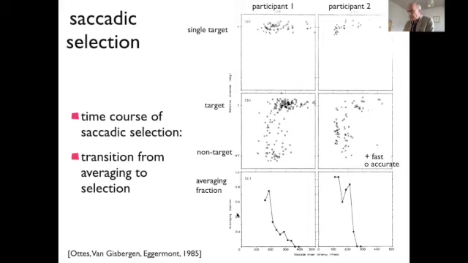This can be formalized. You can look at how much averaging there is in the data and compute it in some way, and you see that that averaging decreases over time for both participants. There's a lot more data in this paper and this was studied quite intensely for a while.